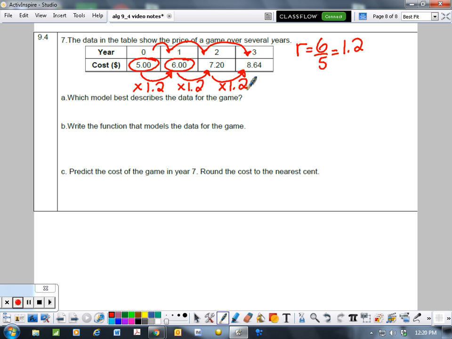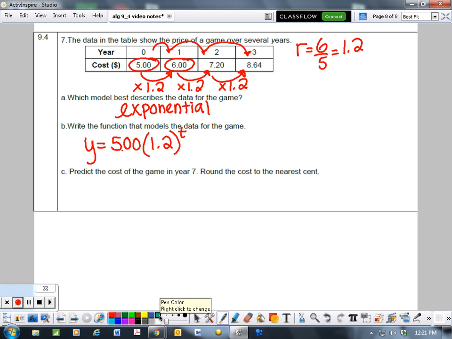Which model best describes this? Well, this is exponential. It took us a little bit of work to find that, but it's exponential. Write the function that models the data for the game. So our starting value was $5, and then we are multiplying by 1.2 each time, and this is going to be to the t power. Now why did I choose to use this? Because I started off at year 0 with 5.